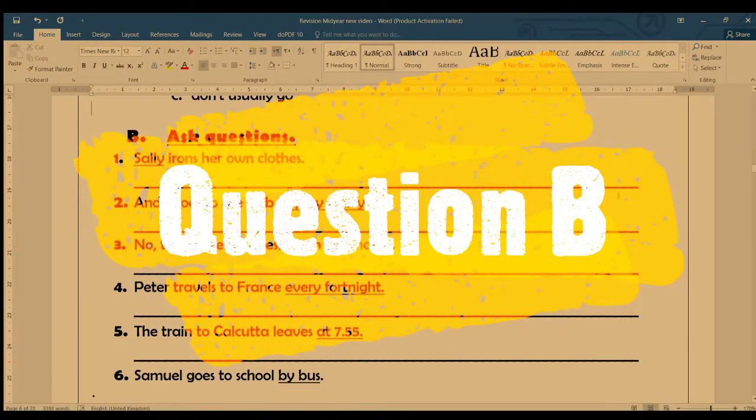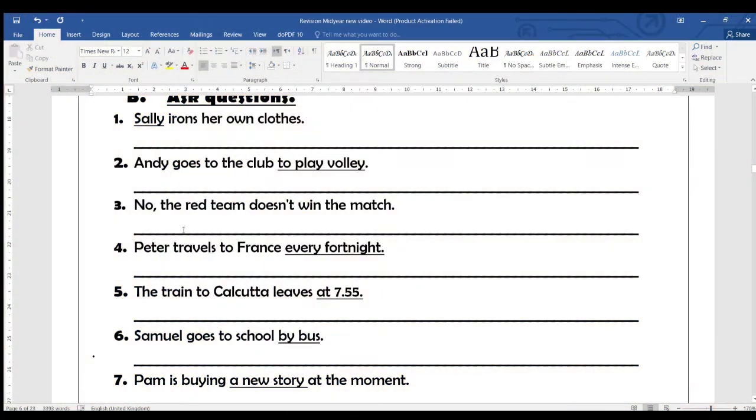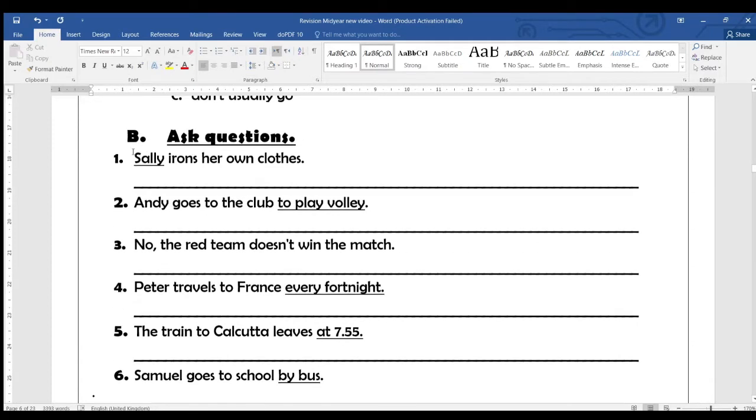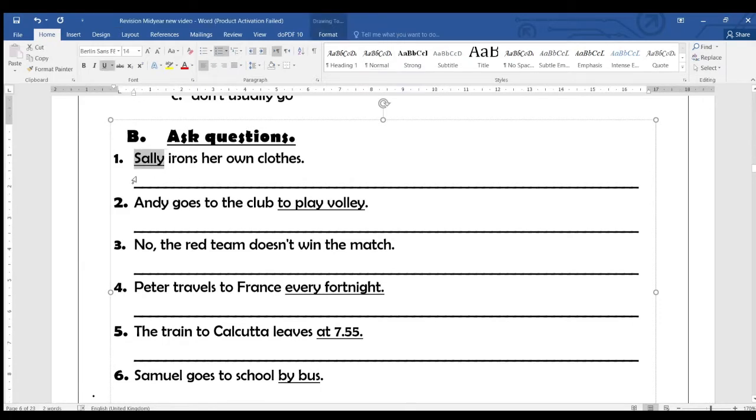Question B, ask questions. So what we have here are answers, and what we want to do is write a question for this answer. Pay attention to the underlined word, because this is the answer he wants to get. This is the thing I want to ask about. So if I have like this, Sally irons her own clothes, I have to ask about Sally. I cannot say what does Sally do, because the answer is not Sally, right? So I have to ask a question for which the answer would be Sally. What can I ask here?